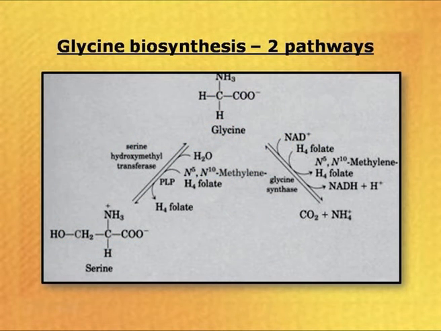Now here in this particular slide we can see glycine biosynthesis, which follows 2 pathways. In one of the pathways, glycine can be produced from serine. The enzyme catalyzing the reaction is serine hydroxymethyl transferase, and another route is from carbon dioxide and ammonium ion, and the enzyme is glycine synthase.